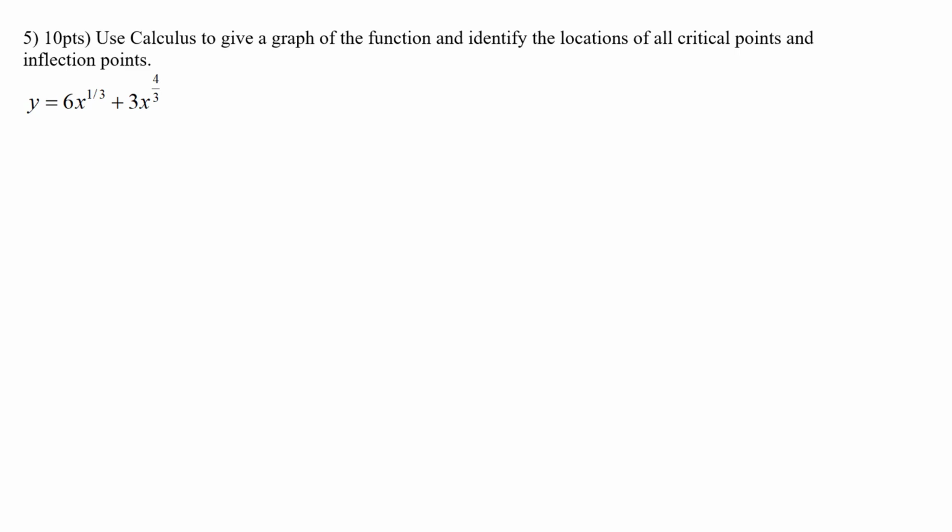So we need to look at the first derivative. So these are just power functions. 1/3 times 6 is 2. Take 1 away from the exponent, negative 2/3.